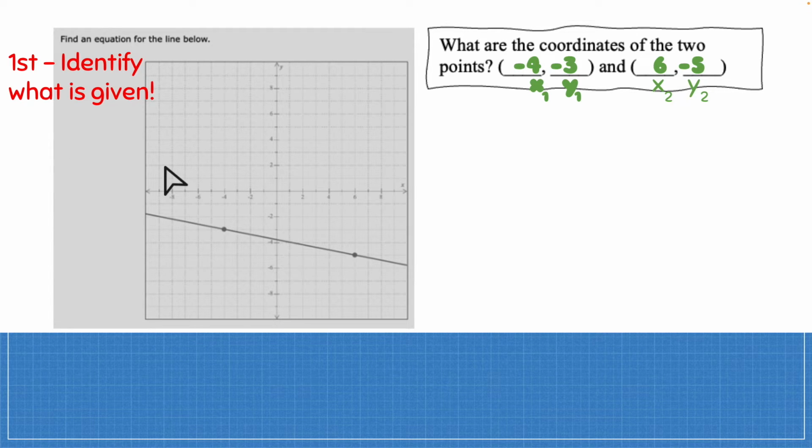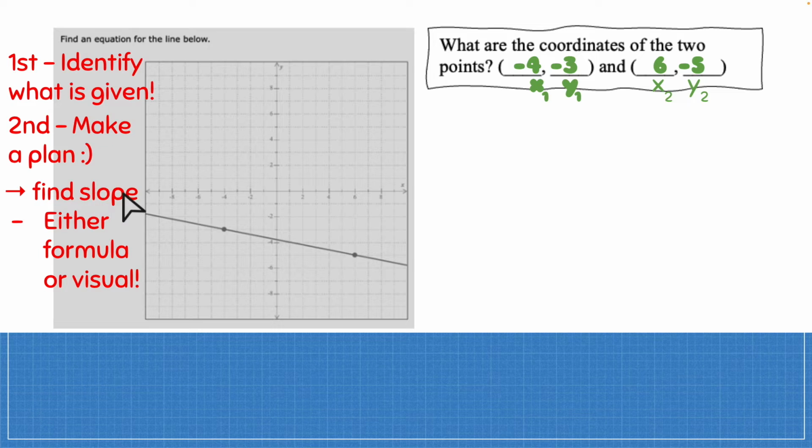So now I'm going to make a plan. So I'm going to find slope. I can either use the formula or I could do this visually, because I can go rise over run right here on the graph, or I can use my actual slope formula here. It's totally up to you, whichever method you prefer. So I think I'm going to do it on here.